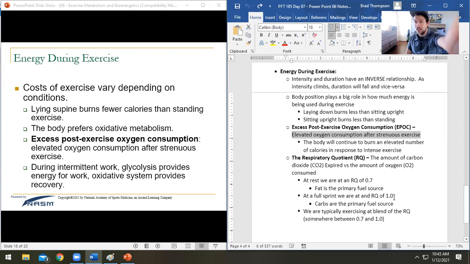Then how do you make as much EPOC as possible? Well, the answer to that is that you have to work hard. God dang it, you have to work hard in order for that to happen. So the greater amount of effort that you work, the harder you work, the more excess oxygen consumption you will have over the next maybe 72 hours.